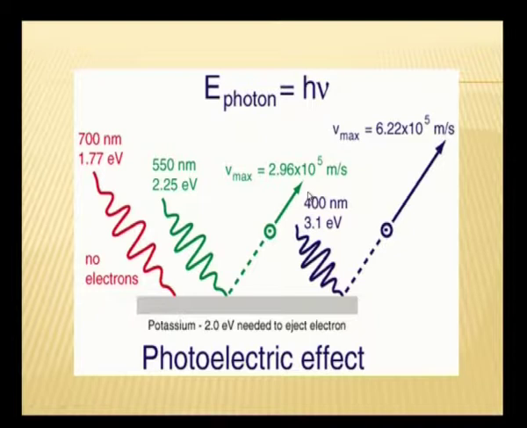So, with 5500 angstrom energy, the velocity of the electron will be 2.96 into 10 to the power 5 meter per second. Now, if you reduce the wavelength still further, reducing the wavelength still further means what? The energy is increased. When the energy is increased, now we will see what happens. Let us have a break at this point.